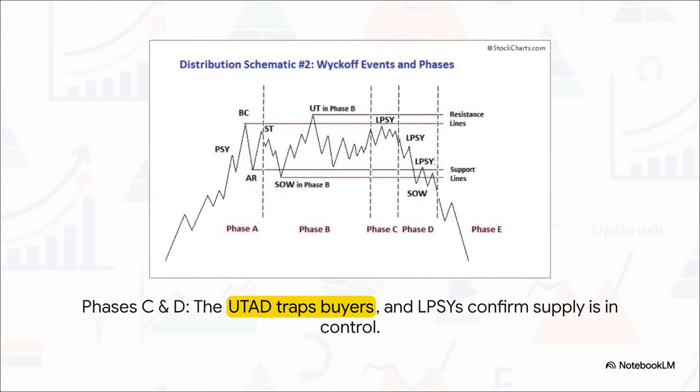And now for the final nail in the coffin. In Phase C, you often get a huge bull trap called an upthrust after distribution, or UTAD. It's the evil twin of the spring. It's a move that looks like a glorious breakout, but it's designed to suck in the last of the buyers right before the bottom falls out.